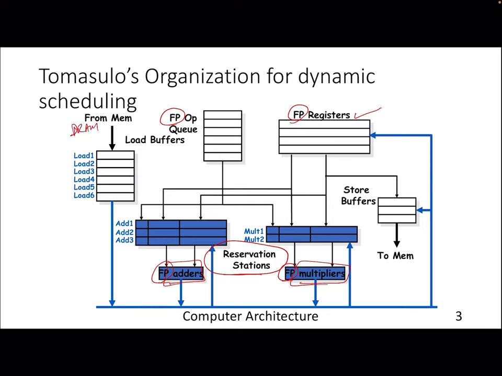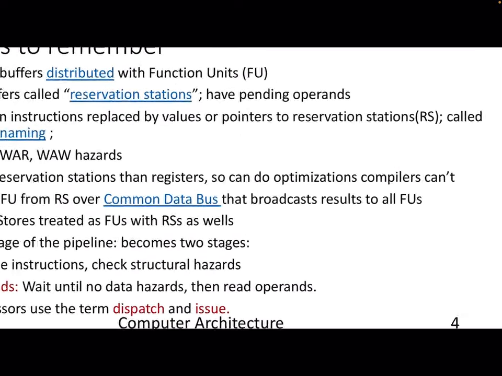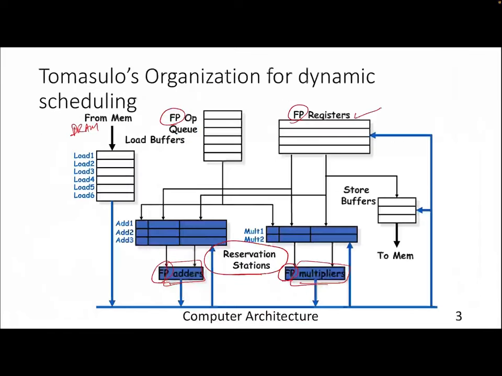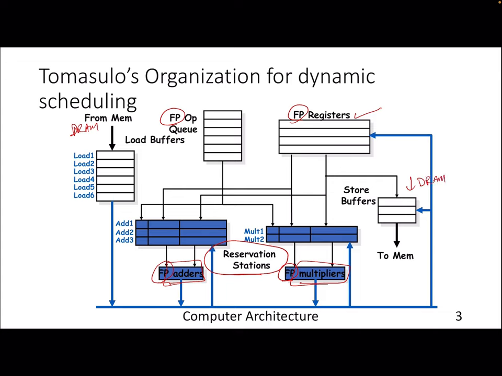This is your DRAM from which you are getting the loads, and this is again going to DRAM for your stores. One interesting thing that was not there before is the notion of something called a common data bus, or CDB, which is connected to all the units. Your load buffer, which gets data from memory, is connected to this bus. All the execution units, let's say adder, multiplier, divider, whatever, are connected to this common data bus, and even the results are going back to the reservation station from this common data bus. Which means it's a bus that is broadcasting all the updates that are happening in the processor.